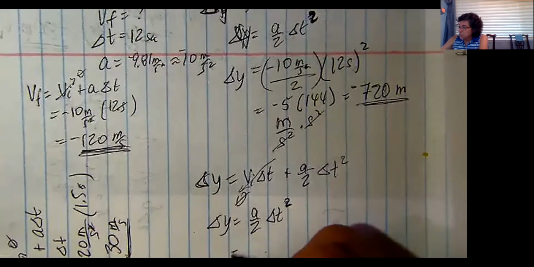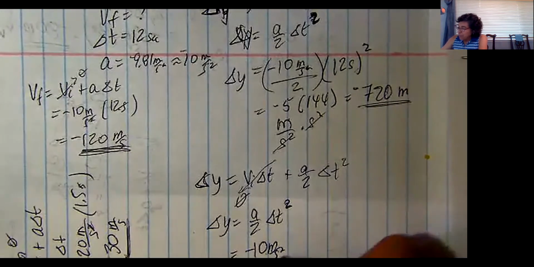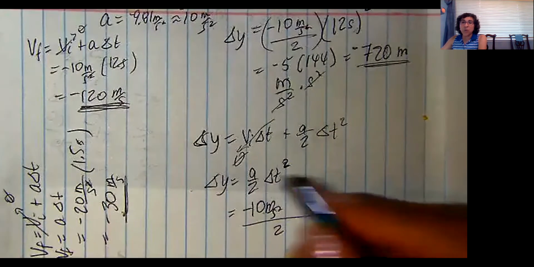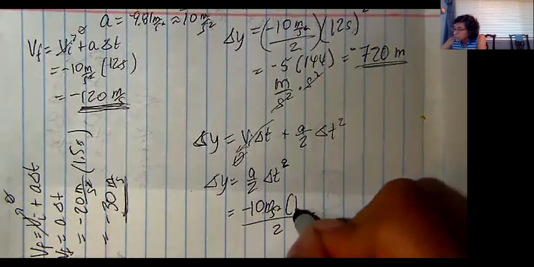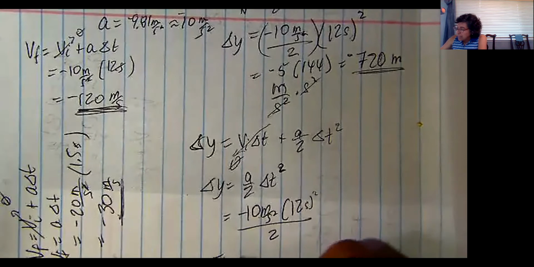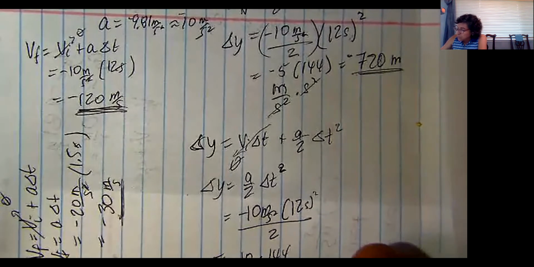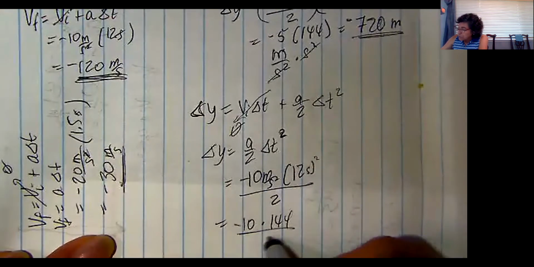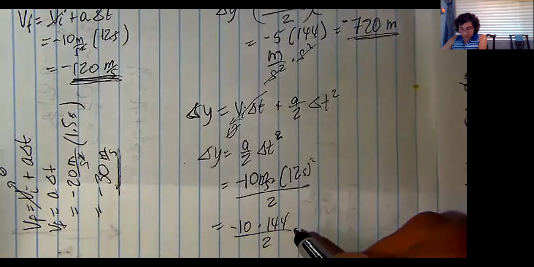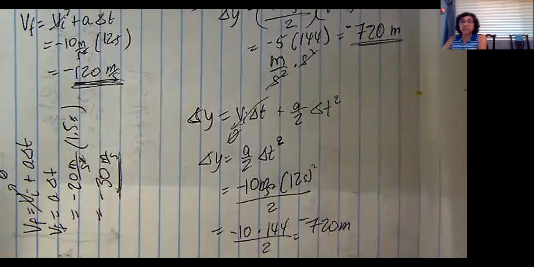So let's continue here anyway. Negative 10 meters per second squared, I'm going to put all that divided by 2, because it doesn't matter if I do it right away or at the end. And then I have to multiply by 12 seconds squared. Okay, so let's do that. Negative 10 meters, I'll put the units last, times 144, all divided by 2. And that equals, what do we get here? 720 meters, and it's negative.